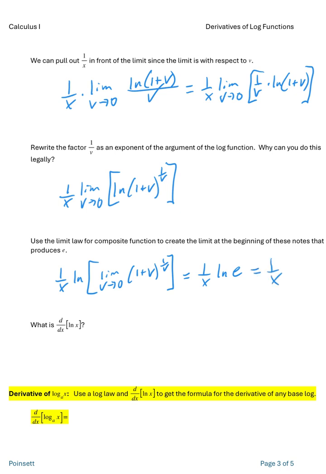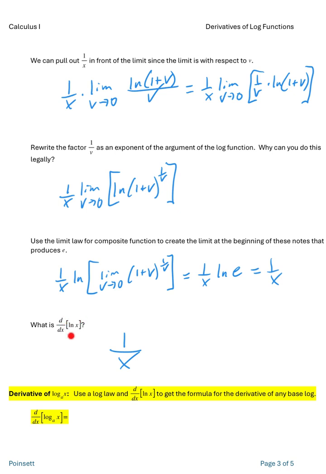Through a series of guided steps, we have now shown that the derivative of the natural logarithm function with respect to x is, in fact, just 1 over x. This is a very important derivative that you should know off the top of your head. That is, the derivative with respect to x of the natural log of x is in fact just 1 over x. Now, what about the other base logarithms?